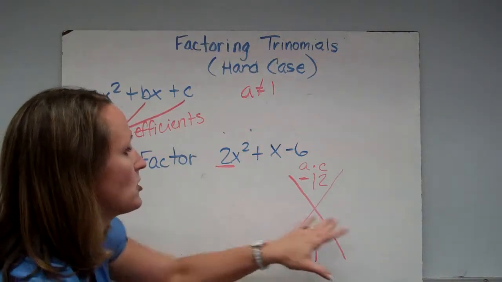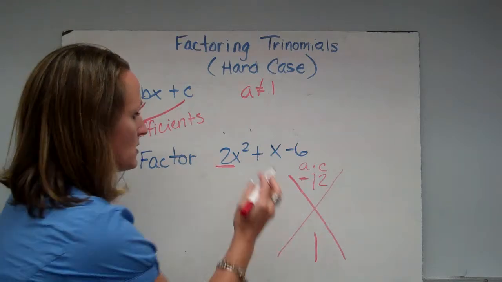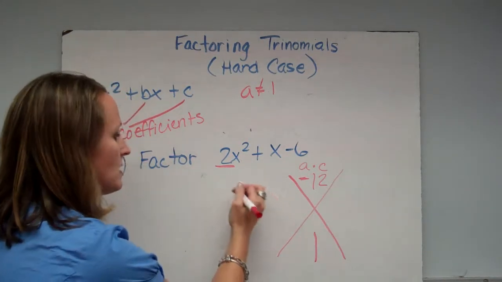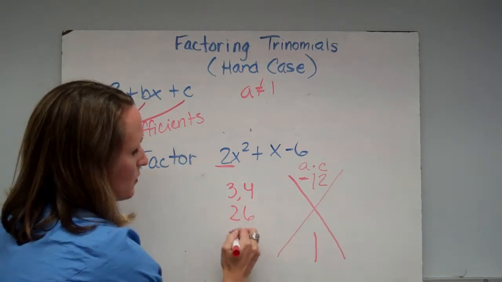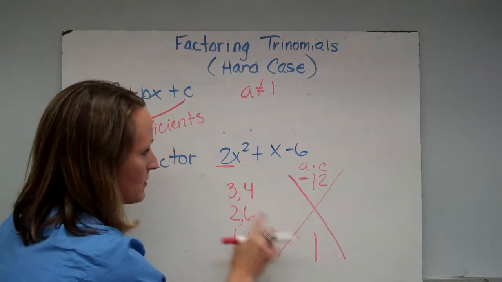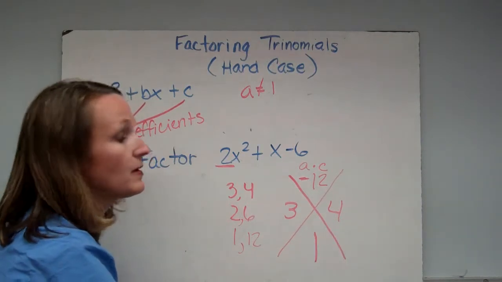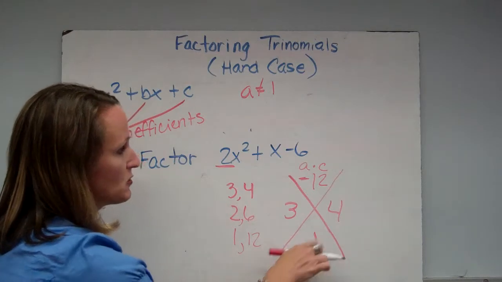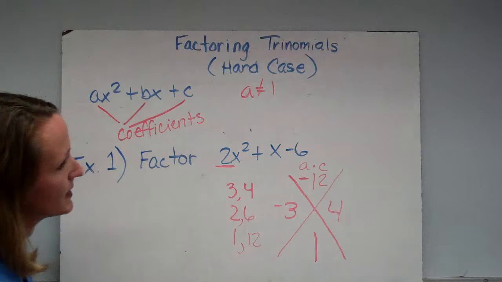Now, I'm looking for two numbers that multiply to give me negative 12, but add to give me 1. So we know negative 12 can be 3 and 4, or 2 and 6, 1 and 12. But which one can add to give you 1? Well, 3 and 4. And of course, one of them we need to have be negative. We want positive 1, so we would want 4 plus a negative 3.